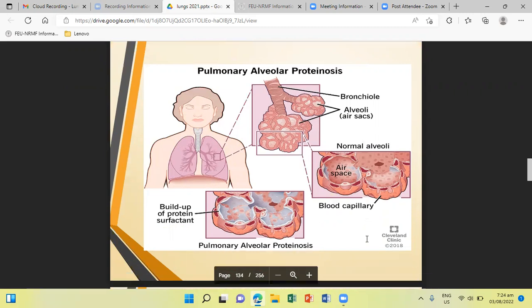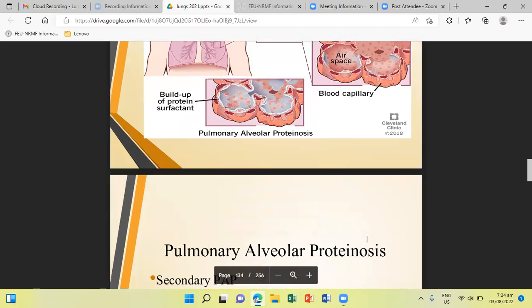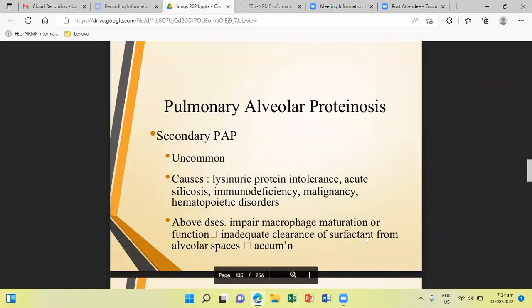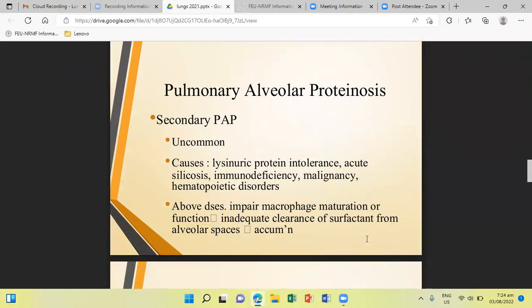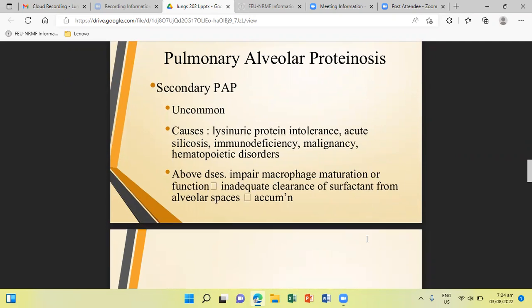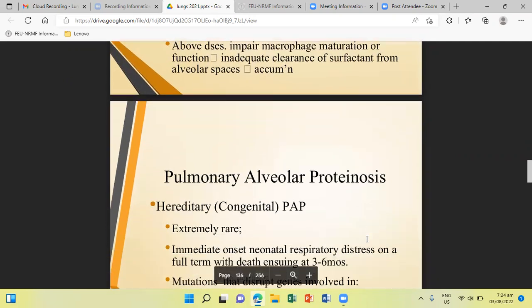Now, PAP can also be secondary. So with secondary PAP, these are the usual common causes. It is speculated that these diseases somewhat impair macrophage maturation or function, which again leads to inadequate clearance of surfactant from the alveolar spaces. It may also be hereditary.